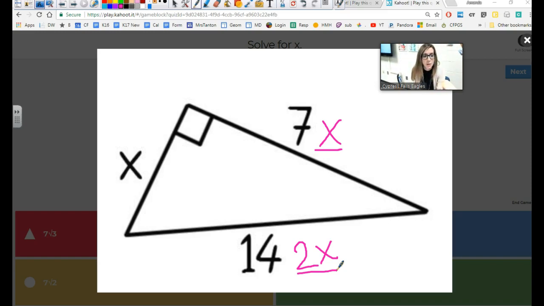Which rule does this go with? 45, 45, 90 or 30, 60, 90? X root 3, 2x. So if your hypotenuse is double one of the sides of your triangle, it's already a 30, 60, 90 triangle. I told you it wasn't to scale because I put the 7 in the wrong spot.